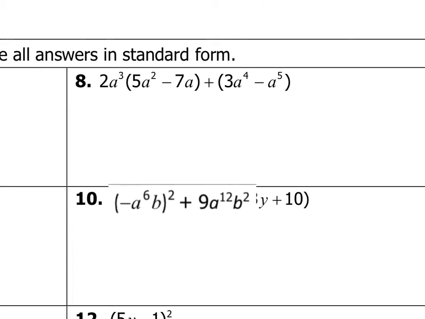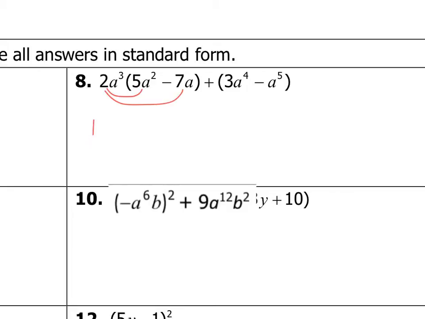Here, before we add, we would need to distribute the 2a to the third power to each of those terms on the inside of that binomial. So here you would need to use the product rule. When we're using the product rule, remember we add the exponents. We'd still do the coefficients the same way.